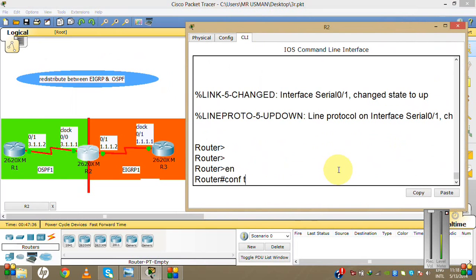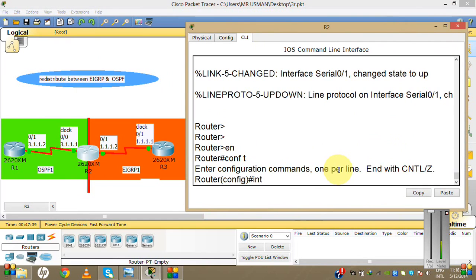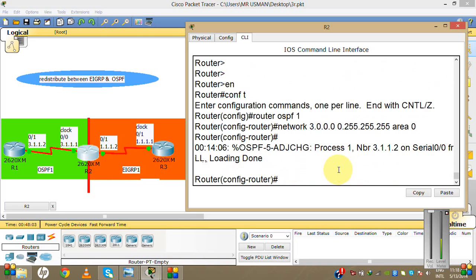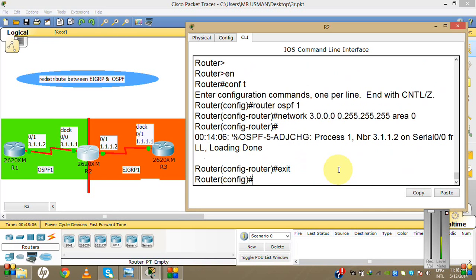enable, configuration terminal, router OSPF 1, network 3.0.0.0 0.255.255.255 area 0, and exit. I have configured one protocol. Now I'm going to configure another protocol, EIGRP, on its other interface, the 0/1 interface.